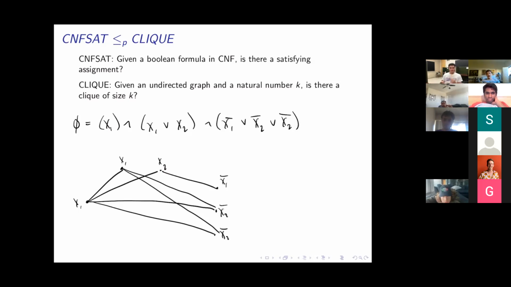So this process of taking something in CNF and producing a graph is this reduction that I'm looking for, where the graph has a clique of size the number of clauses, if and only if the thing has a satisfying assignment. And that's the reduction. So this now shows that clique or CNF set does indeed reduce to clique.